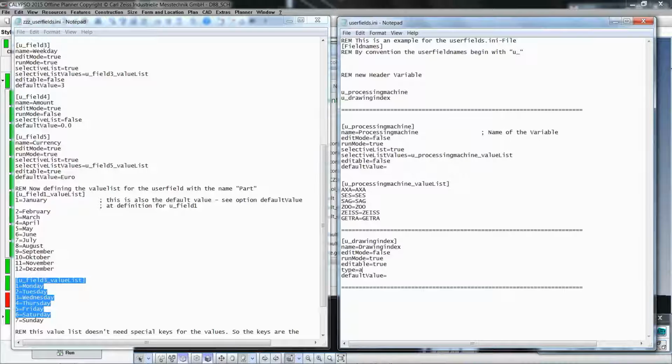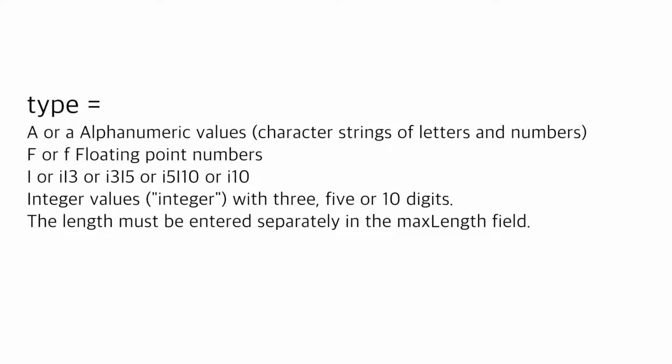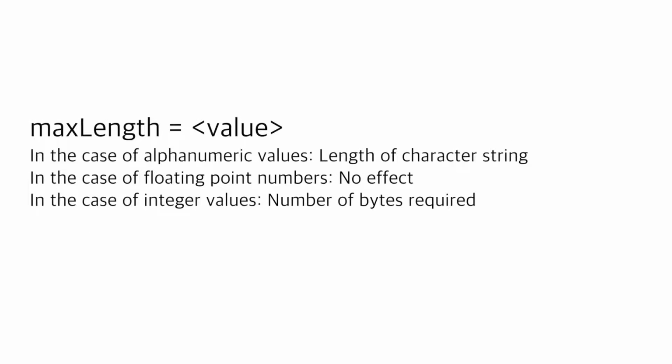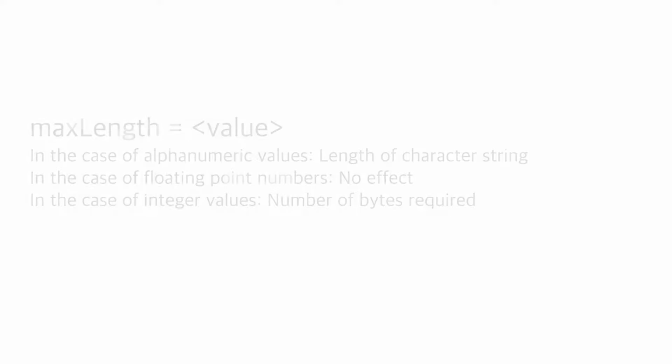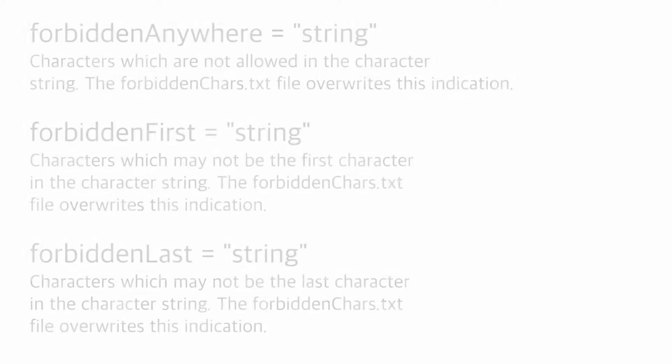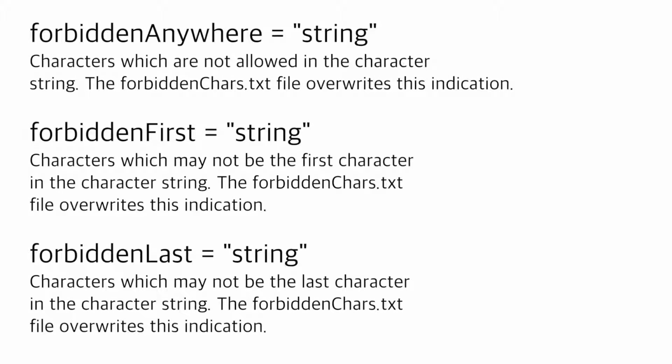We can add additional functionality to the sections of the report header variables with additional parameters. With the parameter name type, you have the possibility to set the variable to an alphanumeric value, as floating point number, or as an integer. With the parameter name max length, you can define the maximum permissible length of a character string. And with maximum value or minimum value, the maximum or minimum permissible value for a numeric parameter can be defined. Additionally, you can define characters that are not allowed.